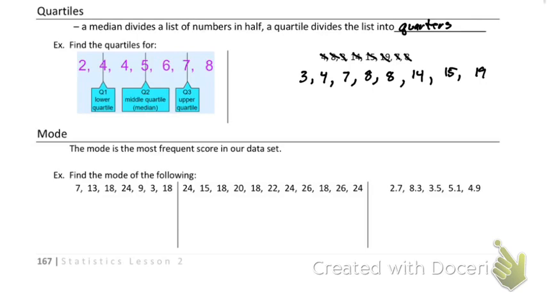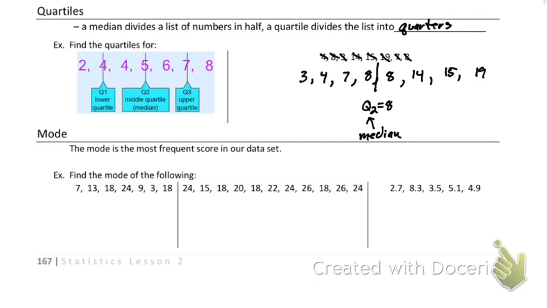We have 1, 2, 3, 4, 5, 6, 7, 8 things. 8 plus 1 is 9. 9 divided by 2 is 4.5. So we'd go 1, 2, 3, 4.5. It'd be halfway between 8 and 8, which is still 8. So my quartile 2 would equal 8. Our quartile 2 is just our median. Most of the time, we just call quartile 2 our median.